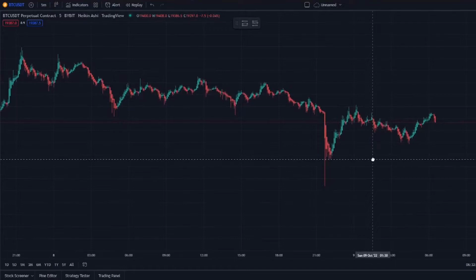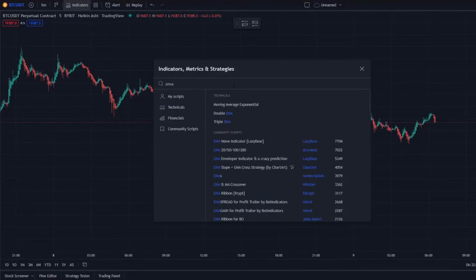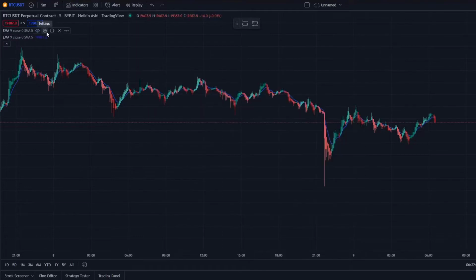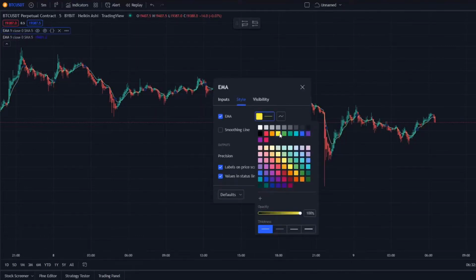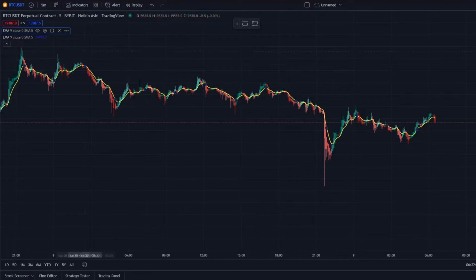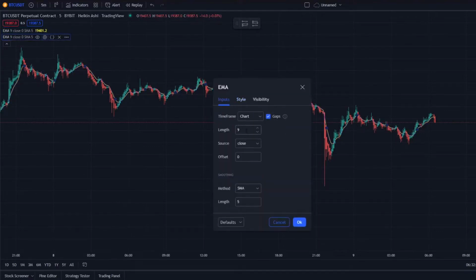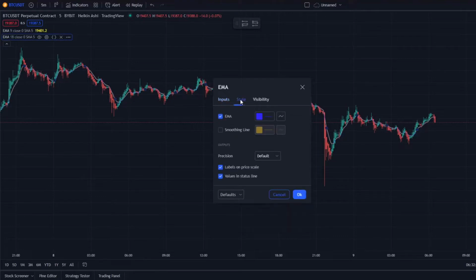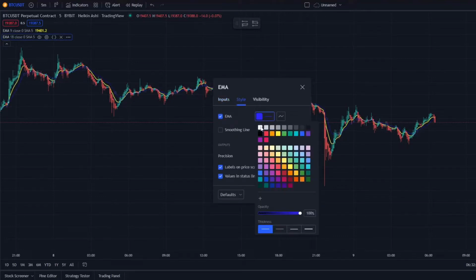Now the only indicators that we'll be using for this strategy are 2 moving average exponentials. Set the length of the first EMA to 9. Then set the length of the second EMA to 18. I like to change the style settings to my liking and also make the lines more visible on the chart.